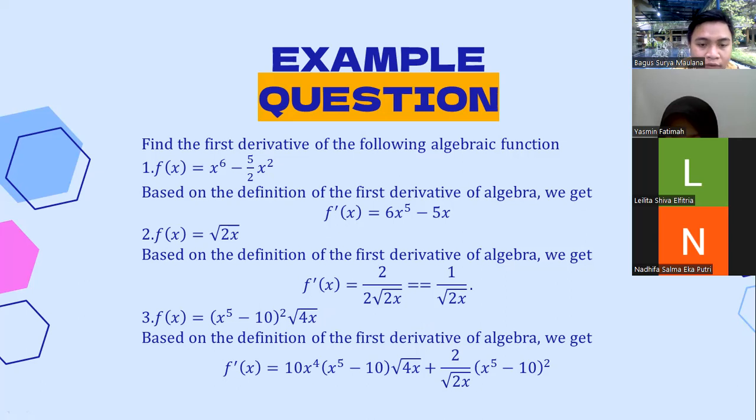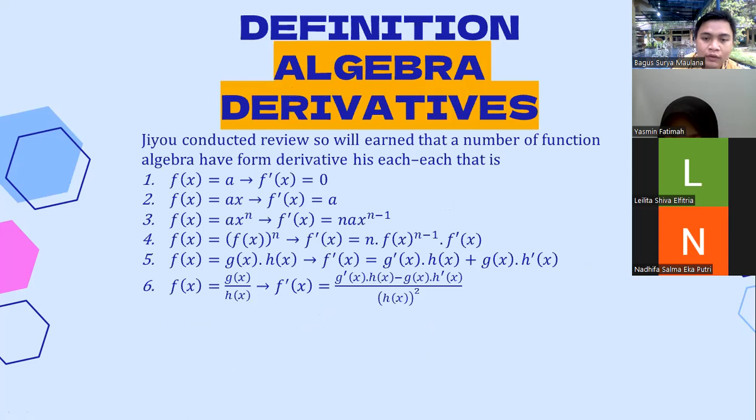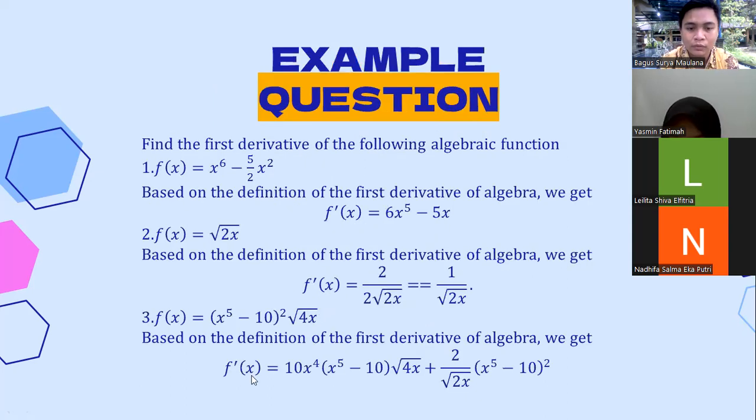So suppose that g(x) is x to the power of 5 minus 10 squared, and this h(x) is the square root of 4x. From the definition previously, in here we get g'(x) times h(x) plus g(x) times h'(x). So we get this one.